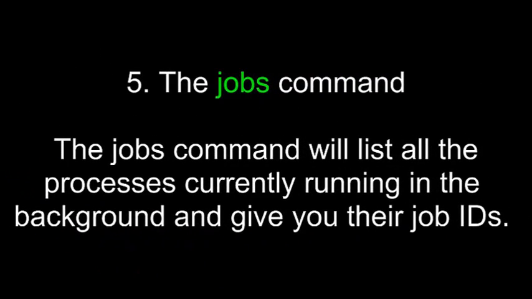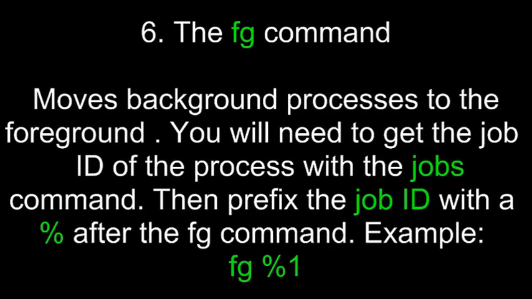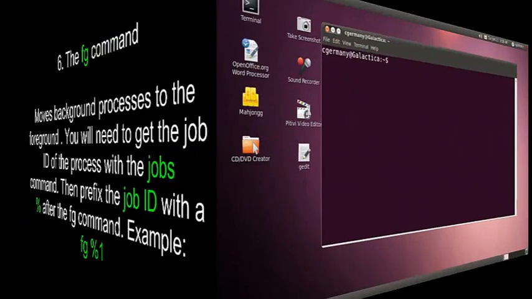The jobs command. The jobs command will list all the processes currently running in the background and give you their job IDs. The FG command. The FG command moves background processes to the foreground. You will need to get the job ID of the process with the jobs command. Then prefix the job ID with the % symbol after the FG command. Example, FG %1 would move that job ID process to the foreground.